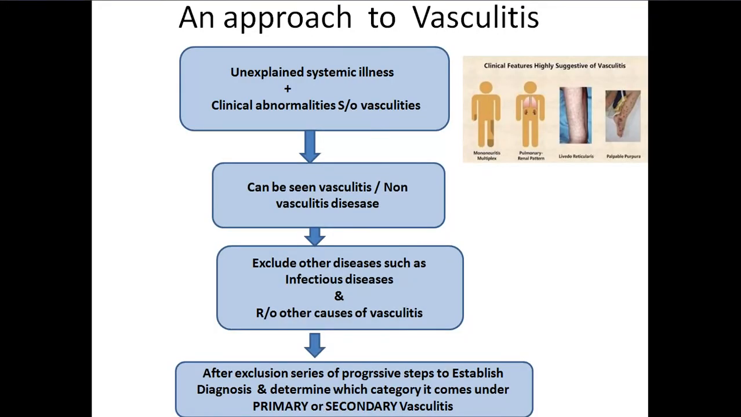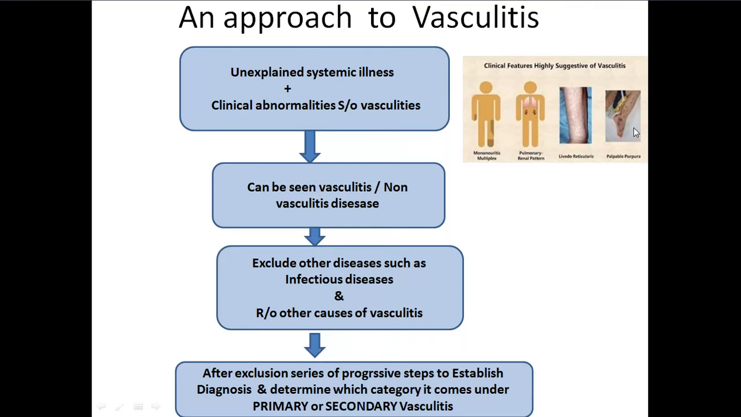So how do you approach a person in whom you suspect a vasculitis disorder? Any patient with unexplained systemic illness or clinical abnormalities suggestive of vasculitis. The clinical features highly suggestive of vasculitis are mononeuritis multiplex, a pulmonary and renal pattern, that is, involvement of the pulmonary system followed by the renal, and livedo reticularis and palpable purpura.